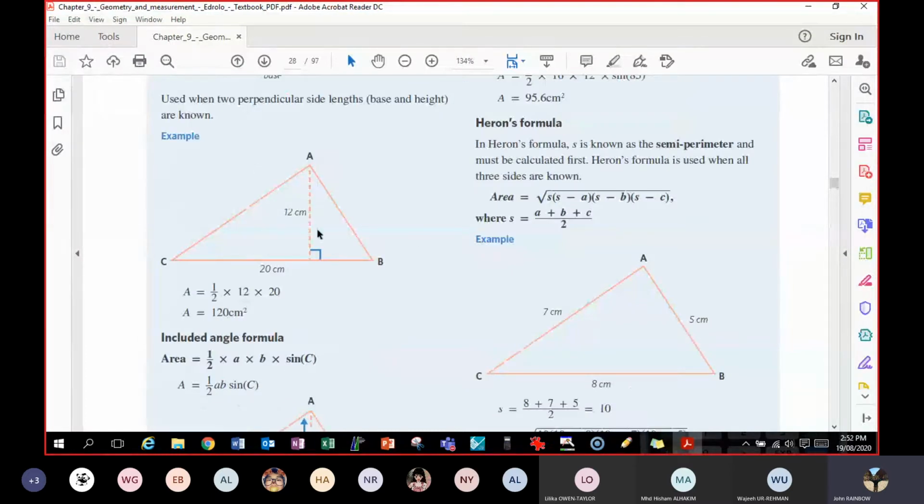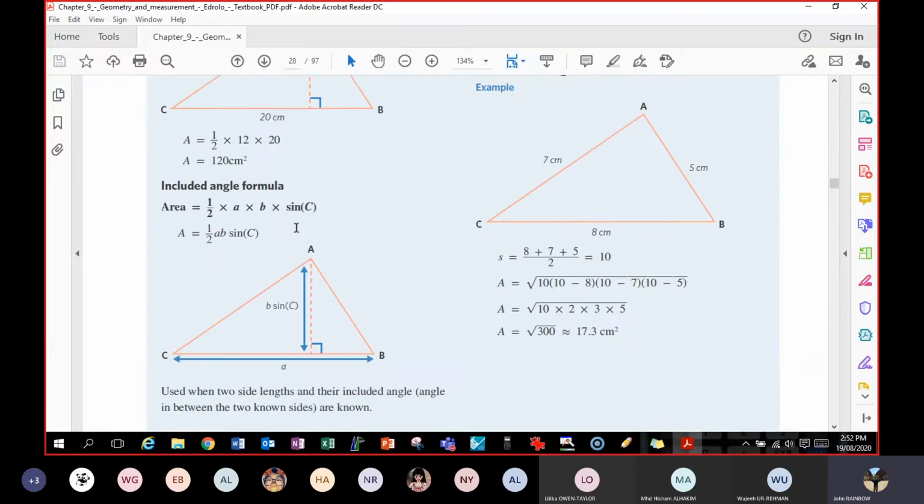So this is base and height. I am sure of it because it's perpendicular. 12 times 20 times a half. So 12 times 6 would give you 120.